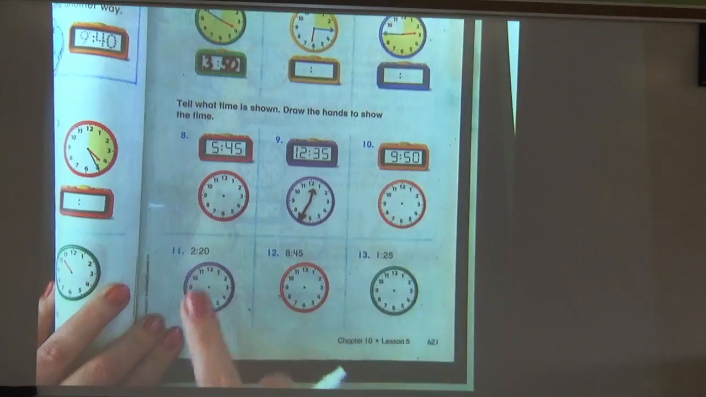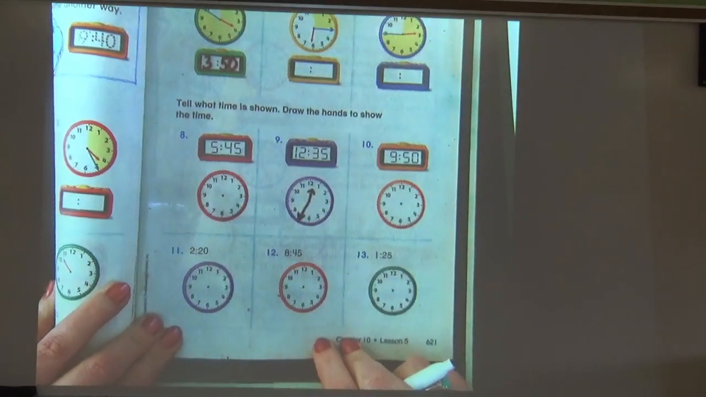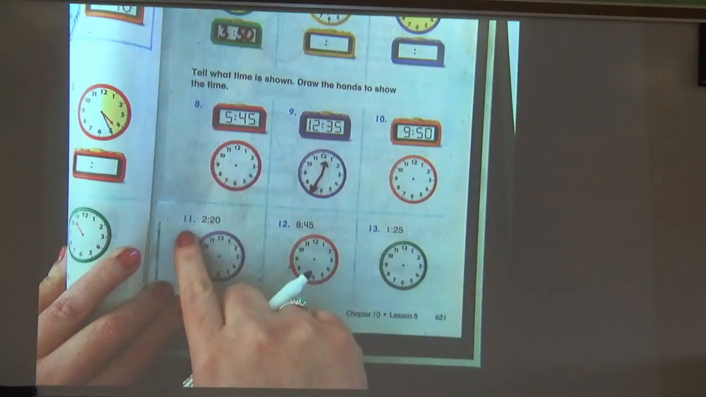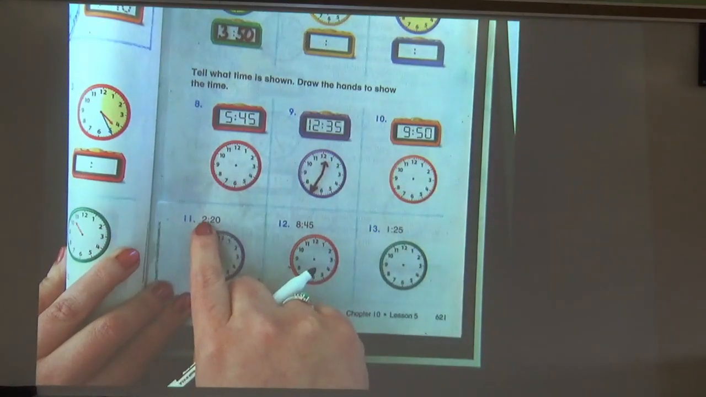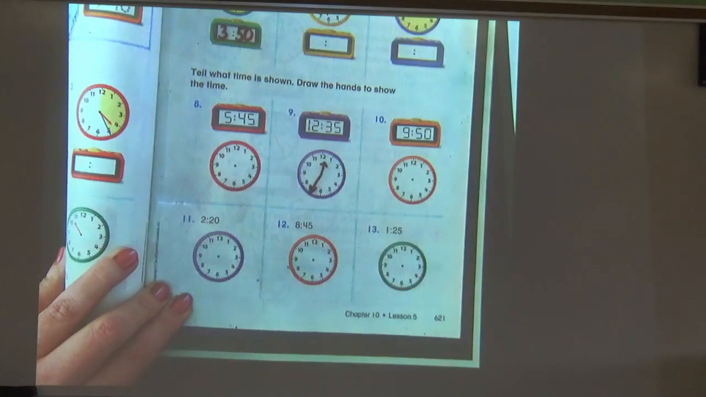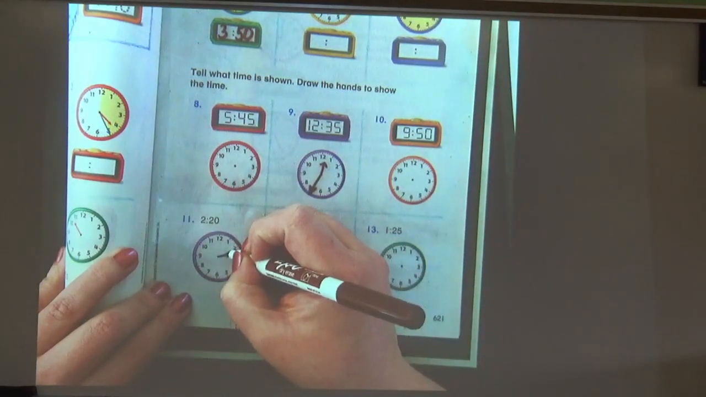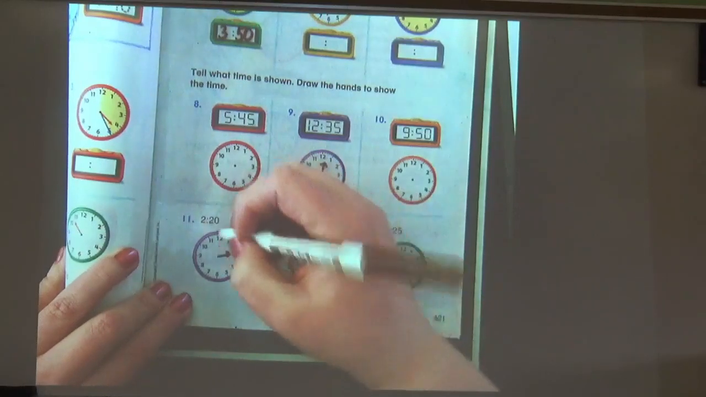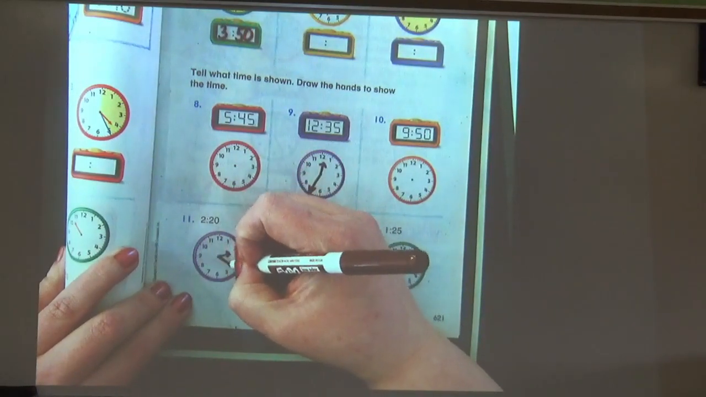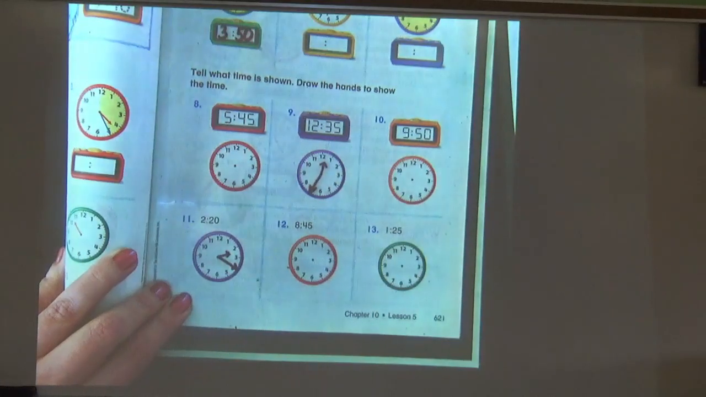All right, let's do one more right down here in this section. Let's stick with purple and do this purple one. The time they would like us to show is 2:20. Please draw the hands on your clock to show 2:20. Remember, the hour hand is shorter and the minute hand is longer. If you drew your hour hand between the 2 and 3 a little bit there, and your minute hand on the 4, you are absolutely correct. This clock is now showing 2:20 or 20 minutes after 2.